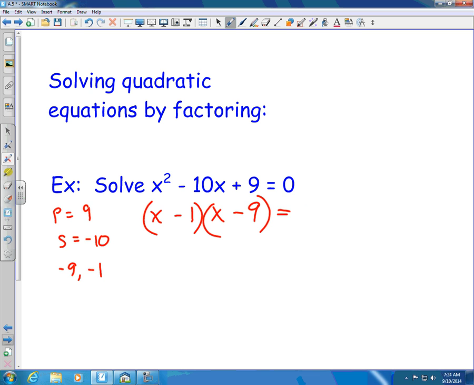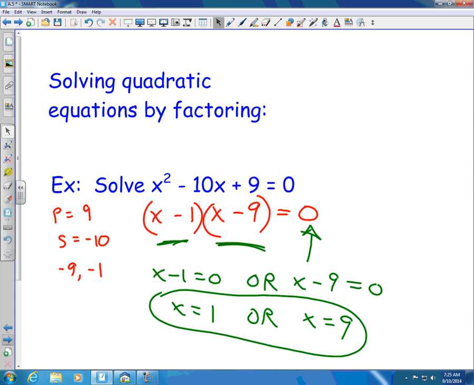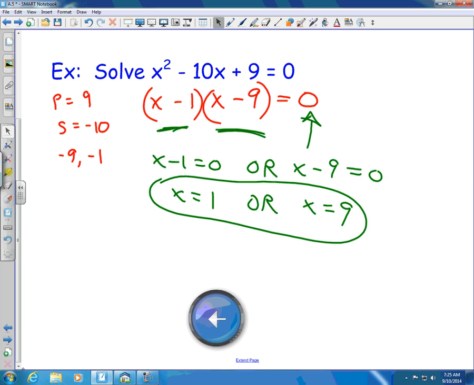So we have this. So we've factored it, and now we would use the zero product property, which basically says if you have 2 things being multiplied together to give you 0, then one of them had to be 0. So either x minus 1 equals 0, or x minus 9 equals 0. Solving each of these individually, we get x equals 1 or x equals 9 as our solutions. And again, you could plug those in to check them. All right, that's an example of solving quadratic equations by factoring.